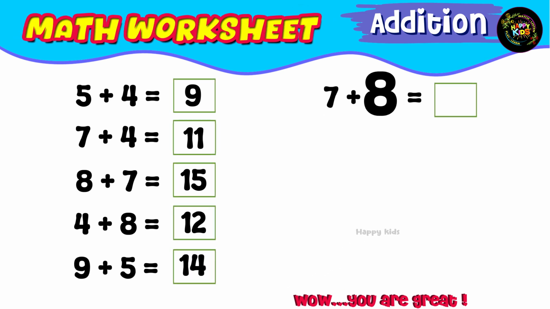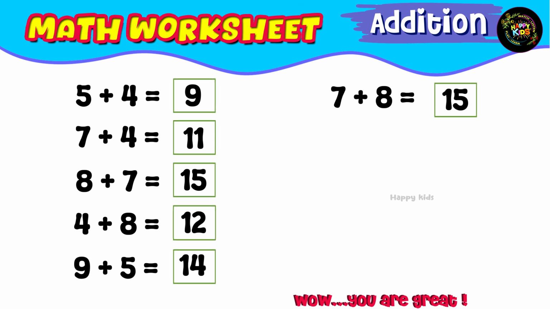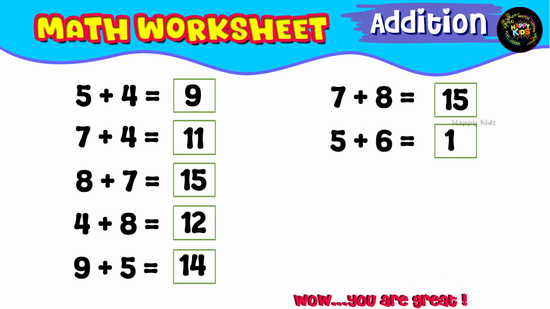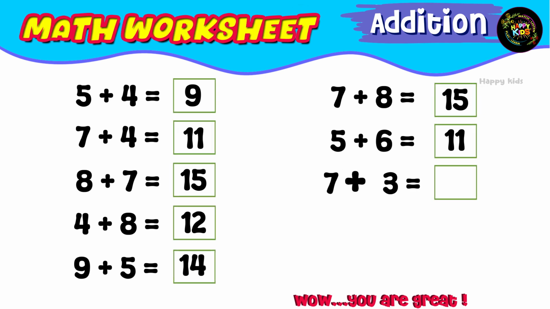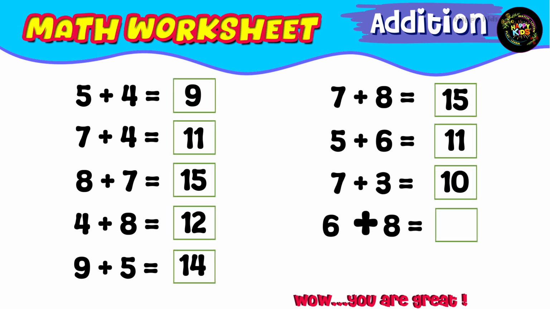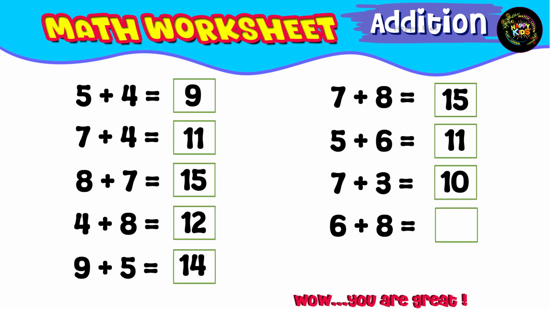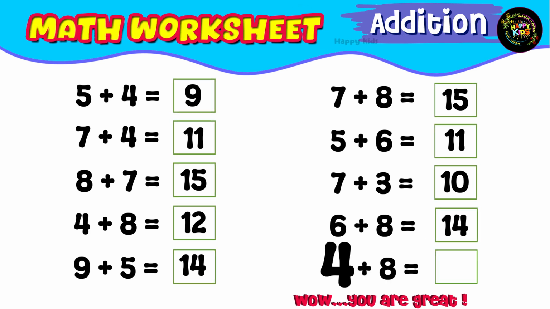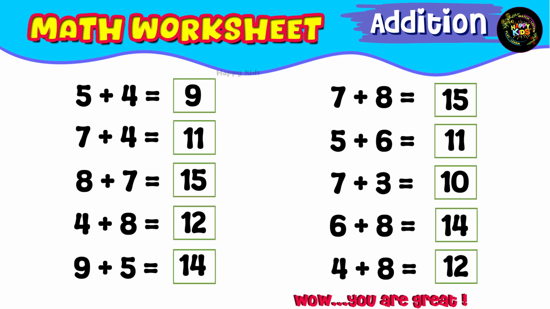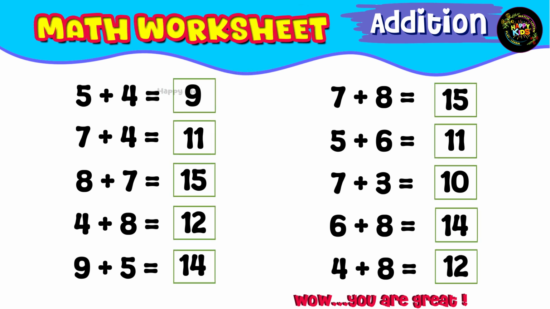7 plus 8 is equal to 15. 5 plus 6 is equal to 11. 7 plus 3 is equal to 10. 6 plus 8 is equal to 14. 4 plus 8 is equal to 12. Wow, you are great.